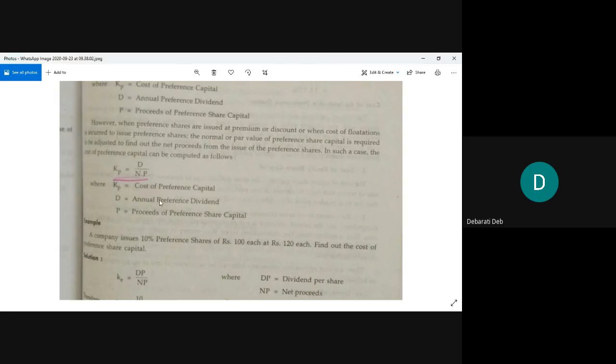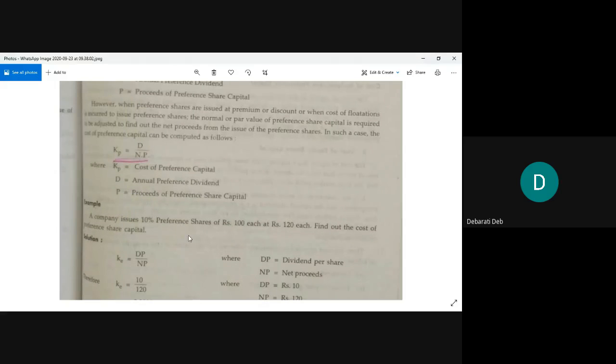T by NP now. How will you calculate this NP? Just like cost of debt, when it is issued at a discount, we will deduct the percentage value from the actual par value. If it is at a premium, we will add it to the par value. Okay, let us solve a sum. It will be clearer then.